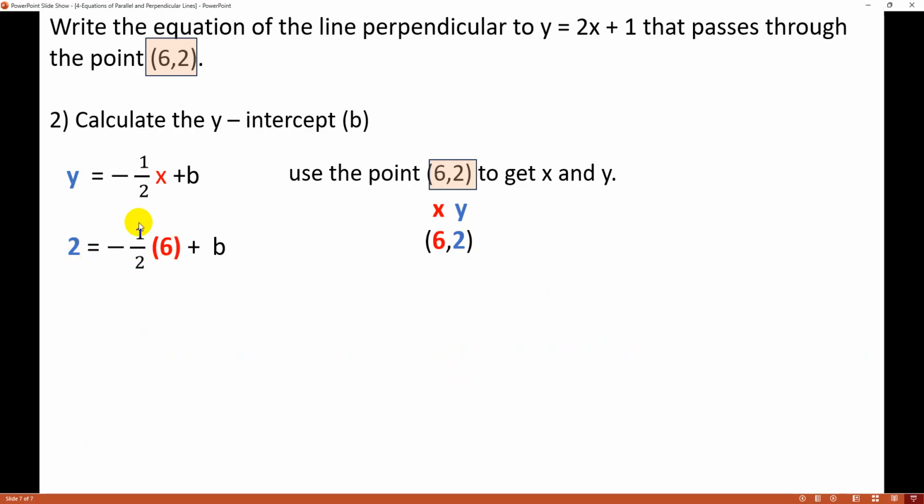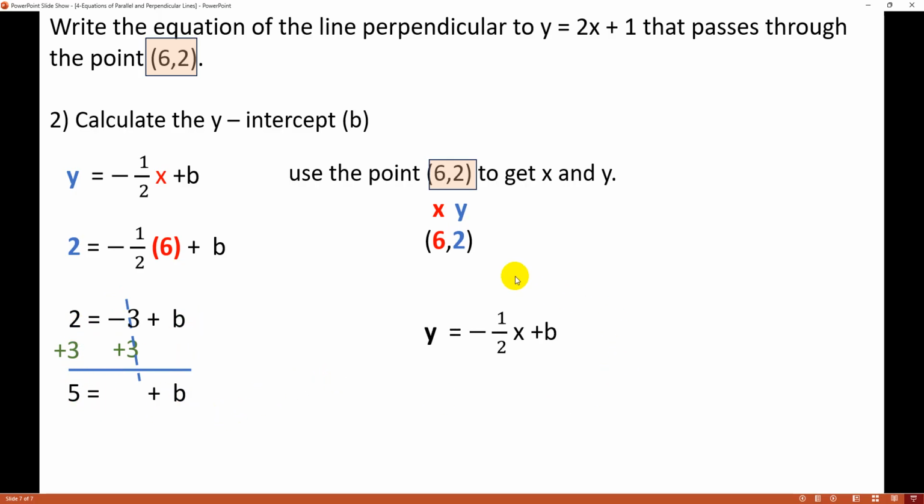Now we start proceeding with this calculation. 6 divided by 2 would be 3, with a negative would be negative 3. To get rid of the negative 3, we add 3 on both sides. The negative 3 with a positive 3 is 0, they cancel each other. 3 plus 2 is 5, so b equals 5. Now we write the equation, and we just replace that b with 5, and we have the answer to our problem.